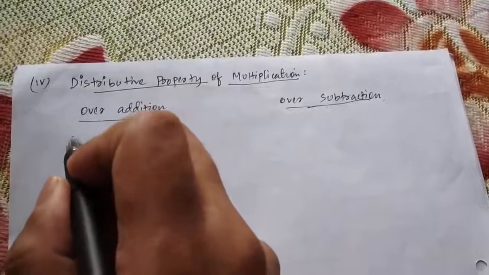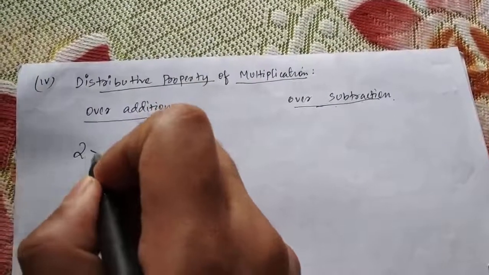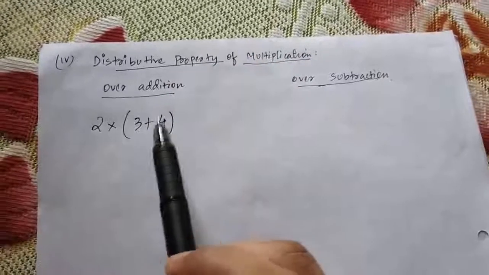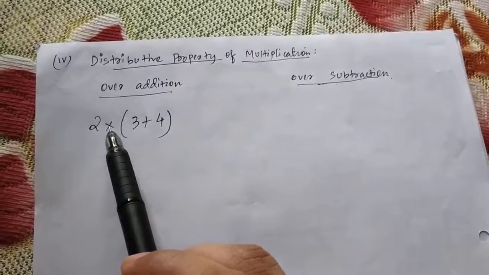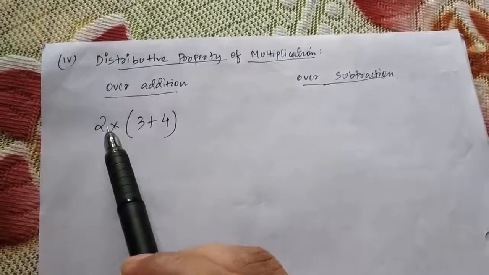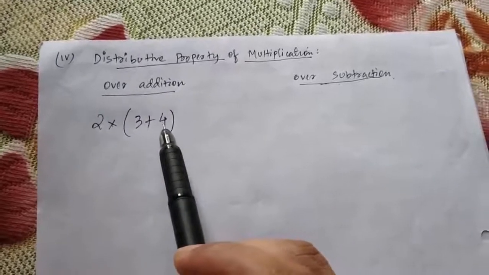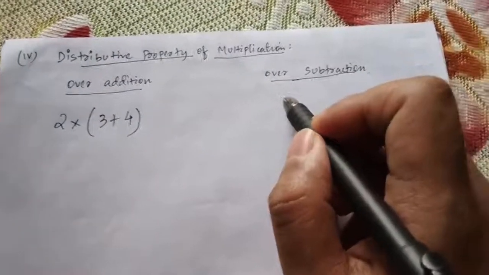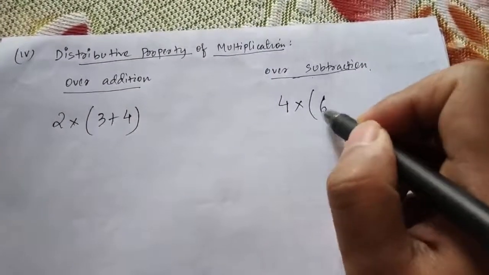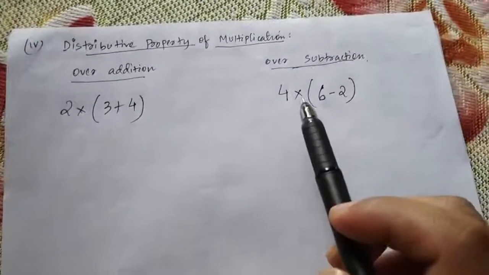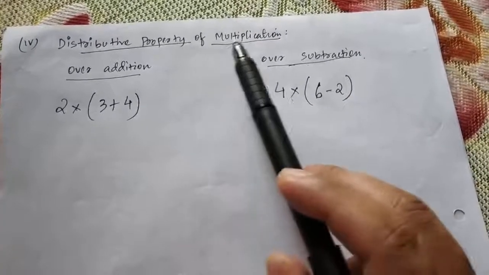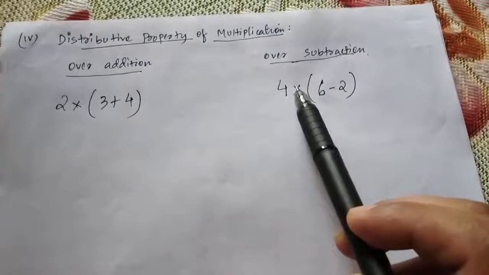So for over addition, let us take 2 into 3 plus 4. Now see, it is outside the bracket, it is a multiplication. Inside the bracket, it is an addition. So this is known as your distributive property over addition. Now for the subtraction, 4 into 6 minus 2. So outside the bracket it is multiplication, inside the bracket it is subtraction. So this is distributive property of multiplication over subtraction.